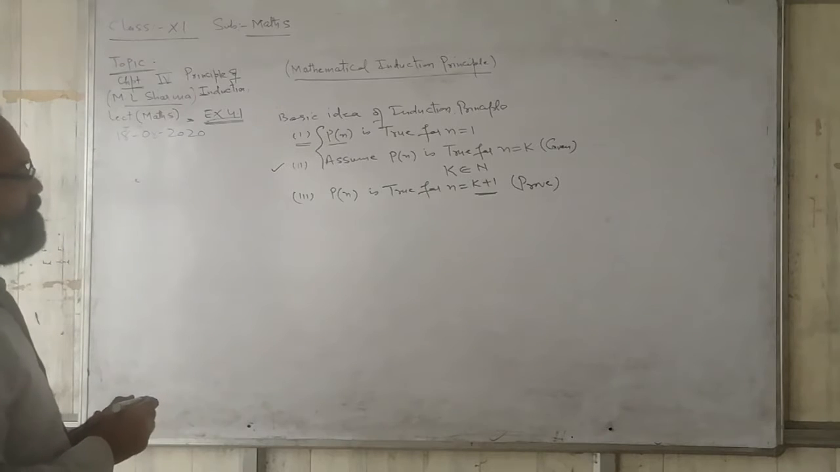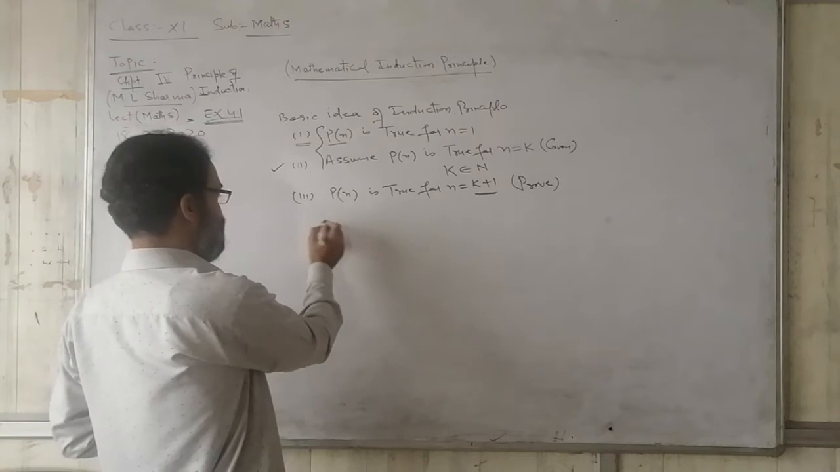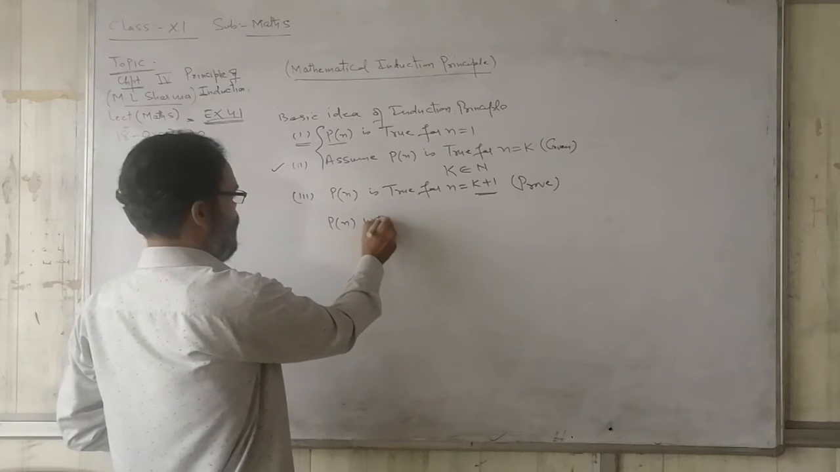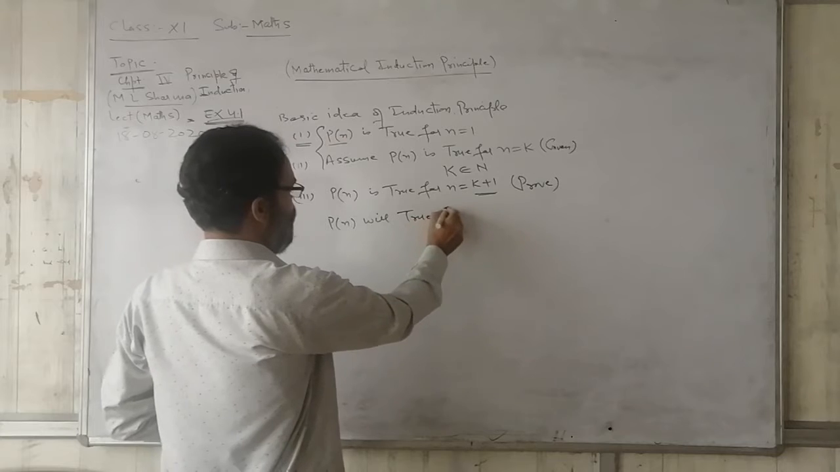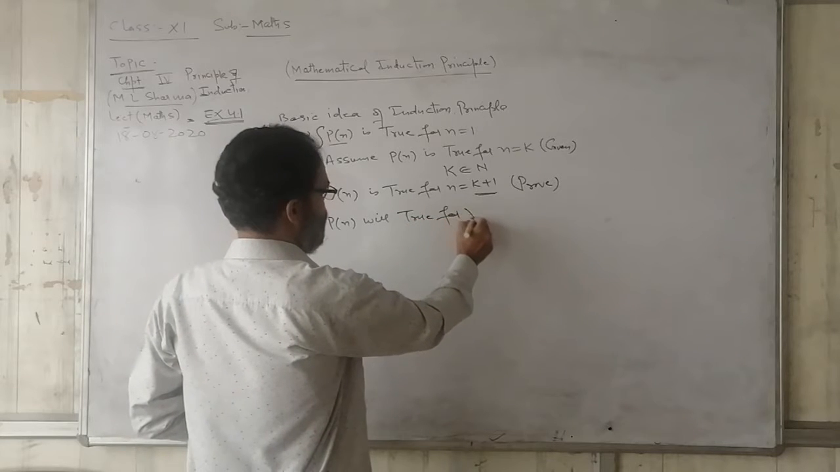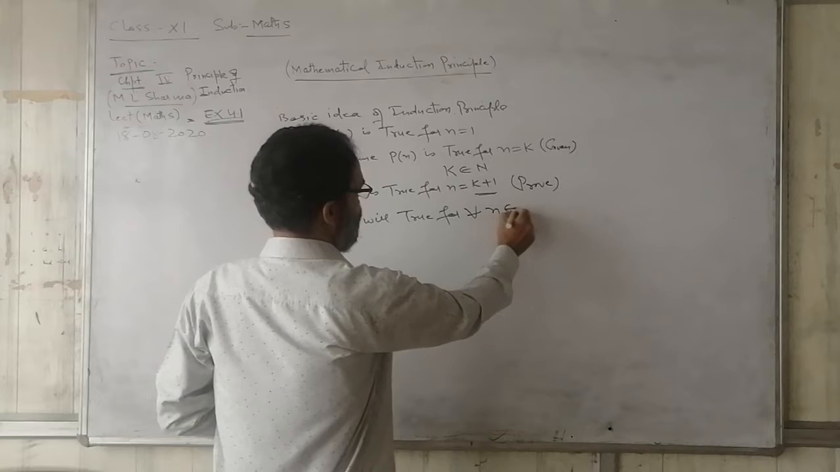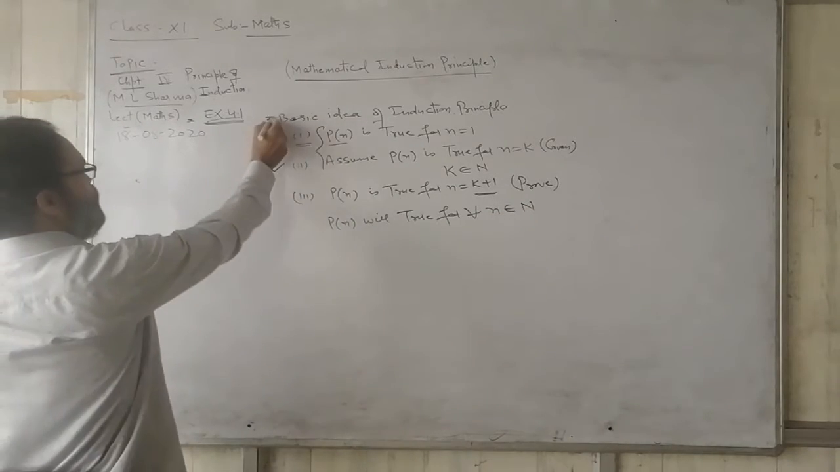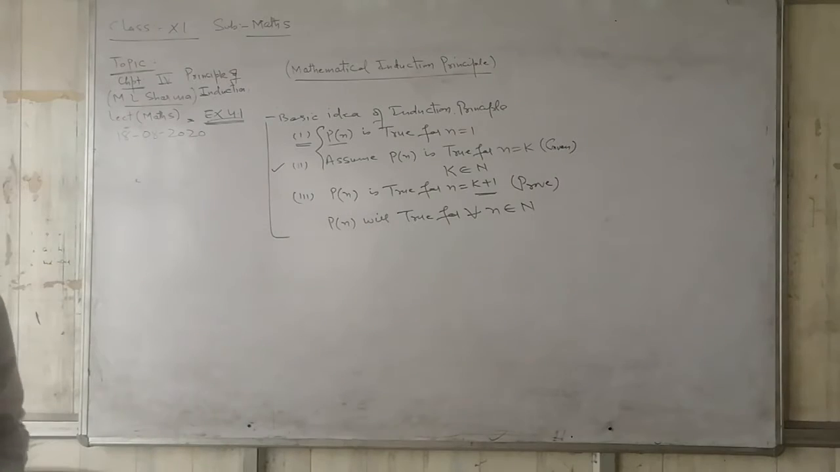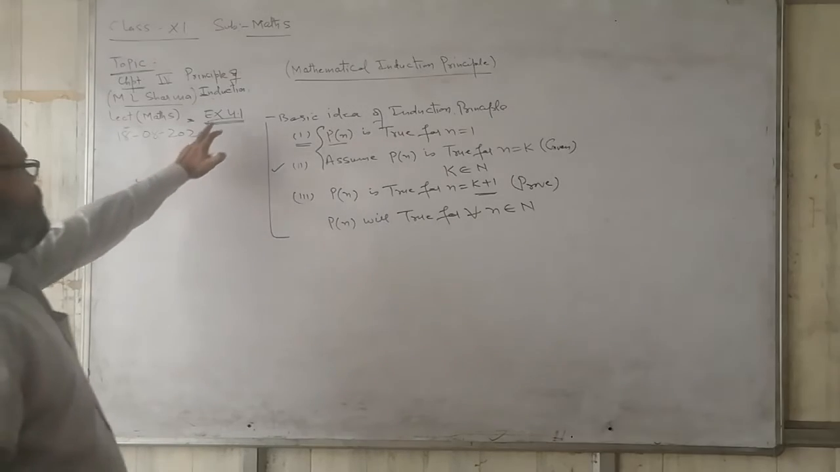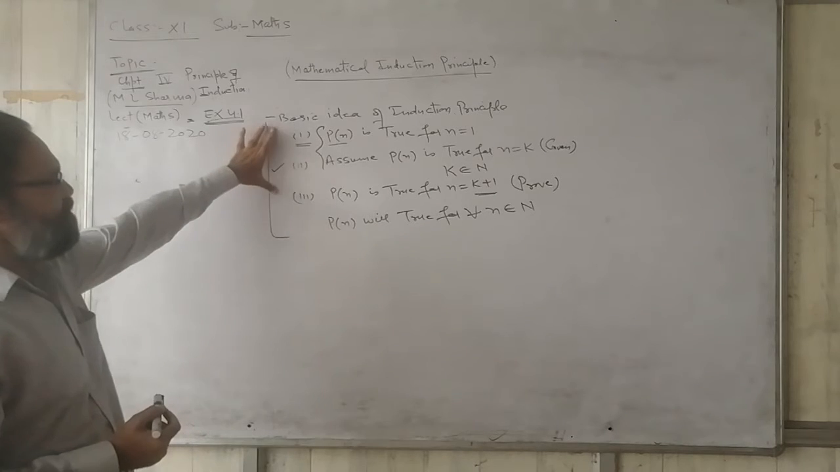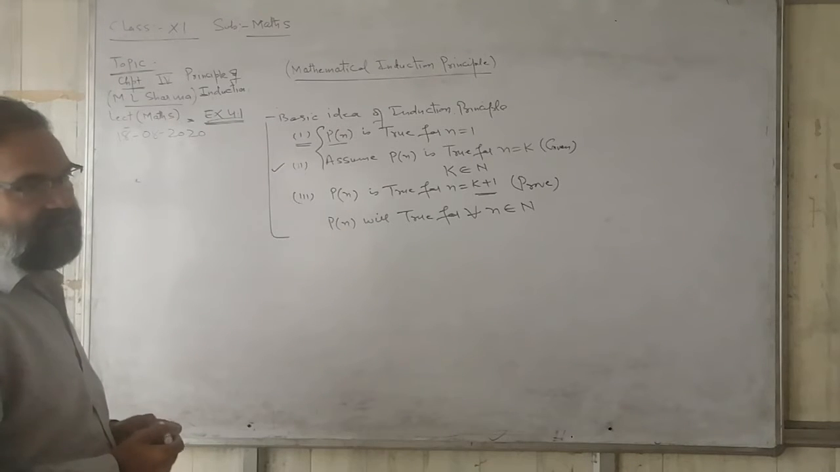And if this happens, that means according to the principle, this Pn will be true for all n belonging to N. So this is the main principle, and in all the questions the same formula is used. In exercise 4.1, no other formula is used, only these three steps are to be used.